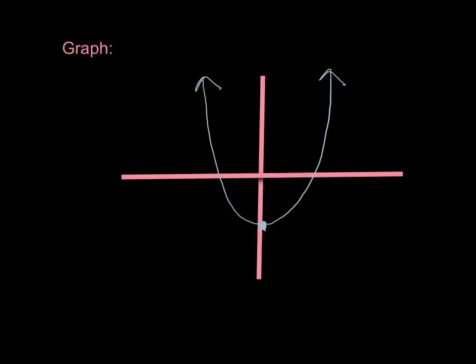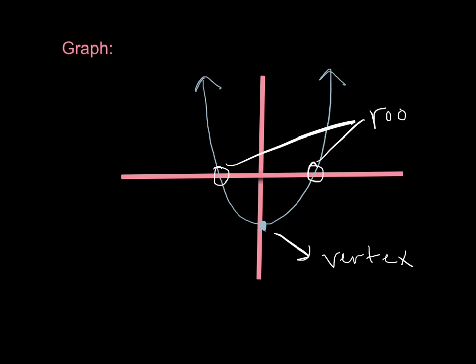Now that we know that the quadratic function can be written in two forms, let's take a look at its graph. First, notice this right here. This is going to be referred to as our vertex. And then we also have these points where it crosses the x-axis. Those are called our roots, also known as your zeros. Basically, those are just the solutions of the function.